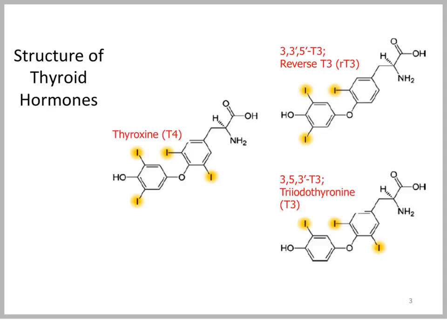So thyroid hormones are iodinated compounds. They are basically linked tyrosines and are small molecular weight compounds that range from a molecular weight of 651 for T3 to 777 for T4. So they're relatively small lipophilic molecules.